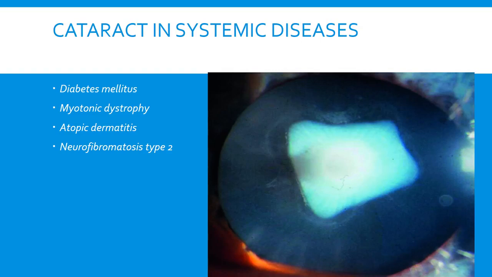Atopic dermatitis, another association. About 10% of patients with severe atopic dermatitis develop cataracts in the second to fourth decade of life. The picture on the slide here shows a shield-like opacity in the lens, which is usually characteristic in patients with atopic dermatitis.